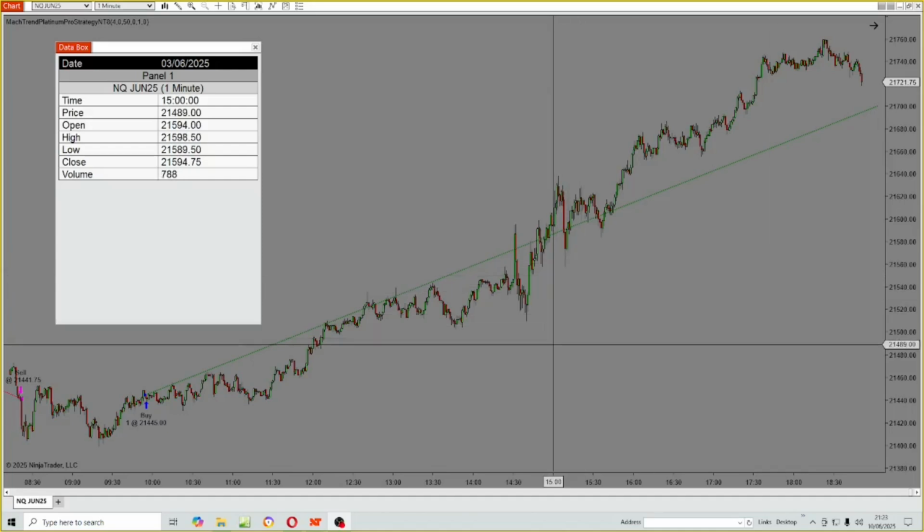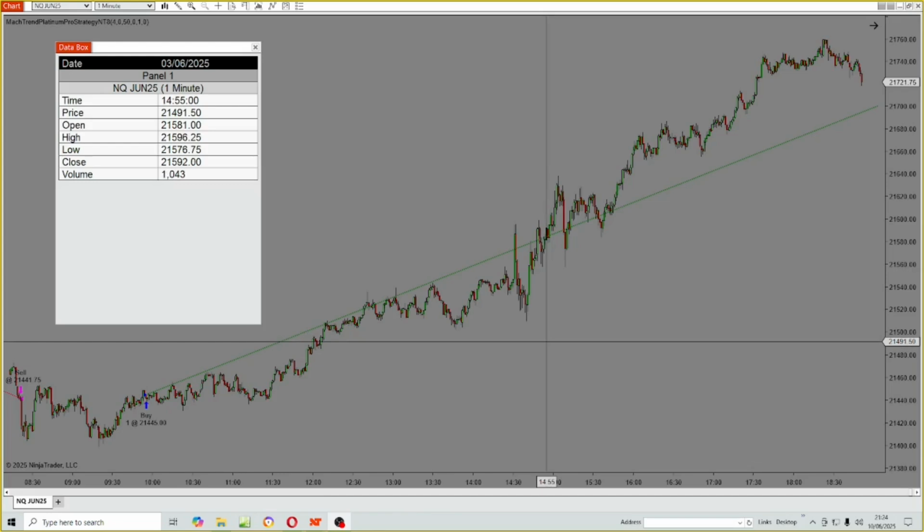Hello everybody, today we're going to be looking at Mach Trend Platinum Pro, which is a very robust low frequency trend following system I developed, and I tested it on 250 different markets, and the initial results showed 83% of those markets were profitable. So I was very pleased with the robustness.